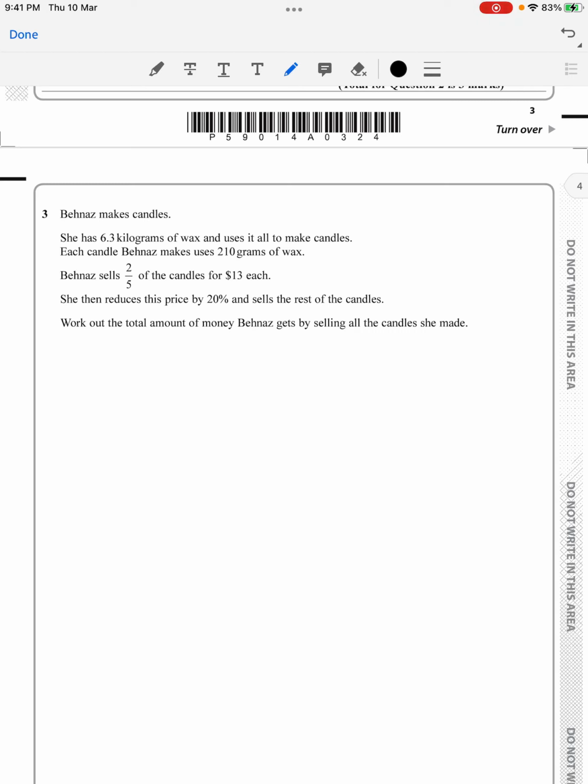We know that she has 6.3 kilograms of wax. Each candle uses about 210 grams of wax. So what we can do is convert the kilograms to grams. 1 kilogram is equal to 1,000 grams, so you multiply 6.3 kilograms by 1,000 grams. That should give you approximately 6,300 grams.